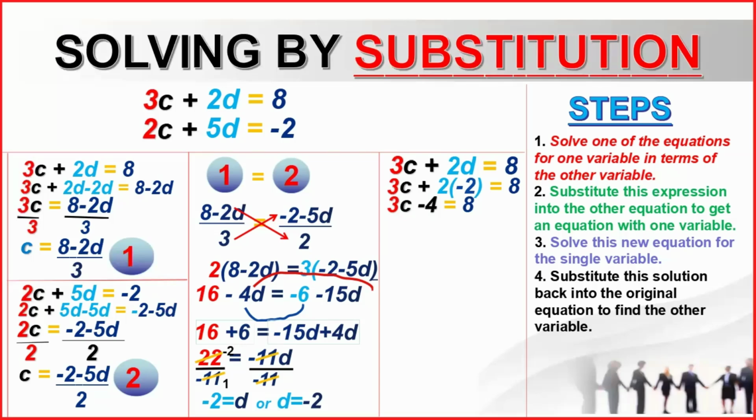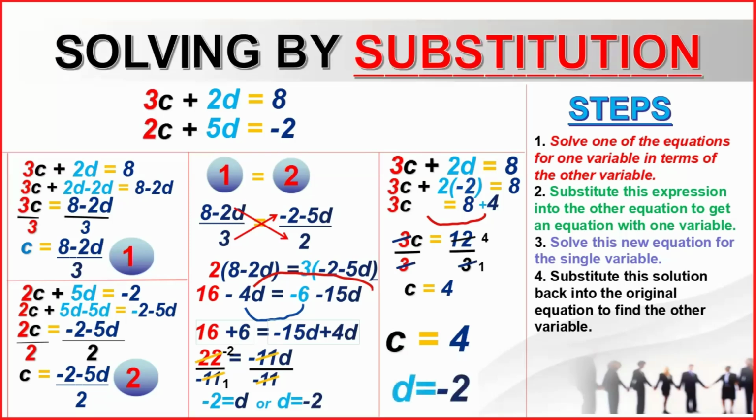It becomes addition. So 3c, this one disappears now. So 3c equals 12, because it was negative 4. When it crosses, it becomes a positive 4. So 3c equals 12. Divide by 3 on both sides. So 3c over 3 is c, and 12 over 3 is 4. So c equals 4, and d equals negative 2. Then you can mark correct.